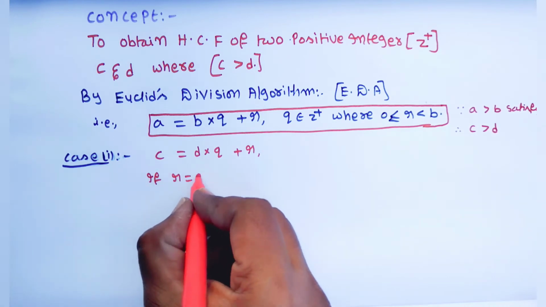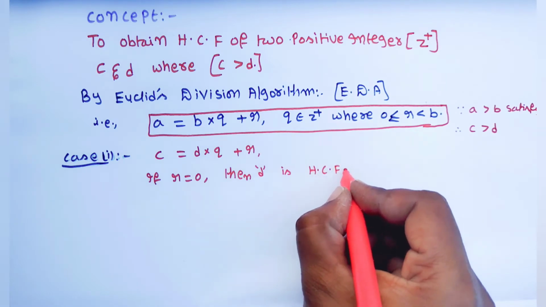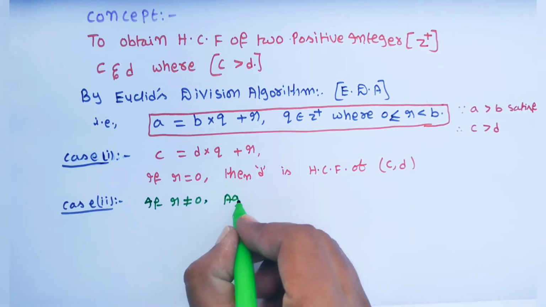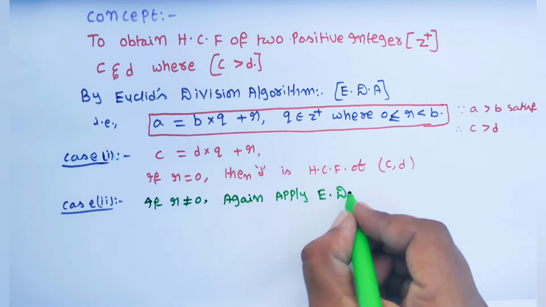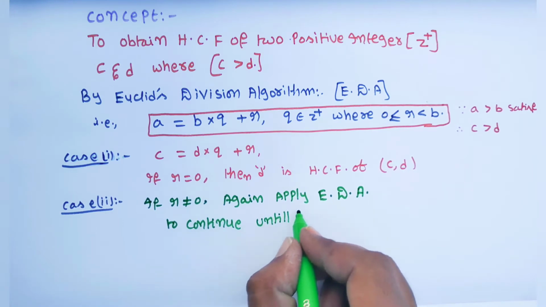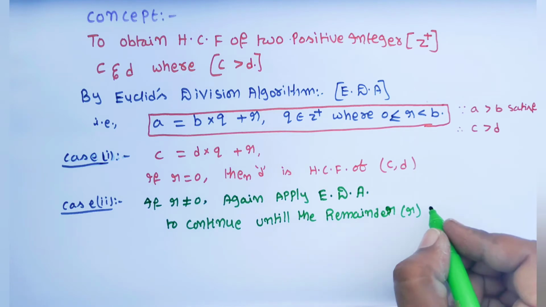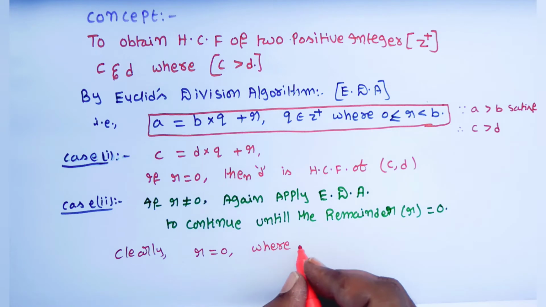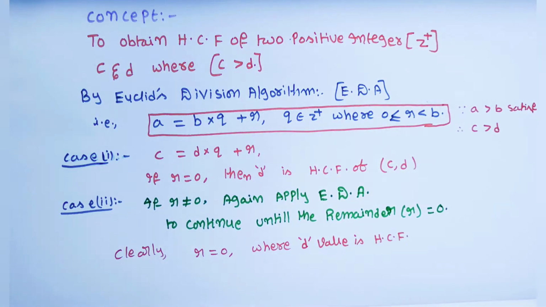In case 1, if R equals 0, then D is the HCF of C, D. In case 2, if R is not equal to 0, again we apply Euclid's division algorithm, that is EDA, and continue until the remainder R value comes as 0. Clearly, when R equals 0, the D value is the HCF of the given two numbers.